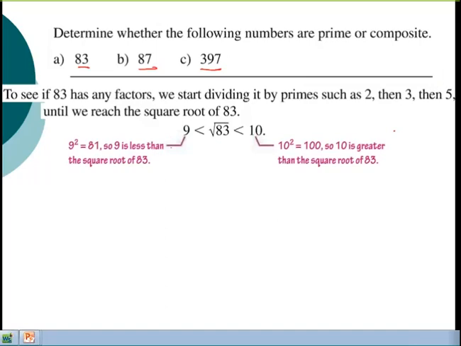I'm sorry, I misspoke. I said 8, I meant 9. I was thinking 64 instead of 81. 81's 9, of course. And so what you do here is you take 83 and you divide it by all the prime numbers less than 9.